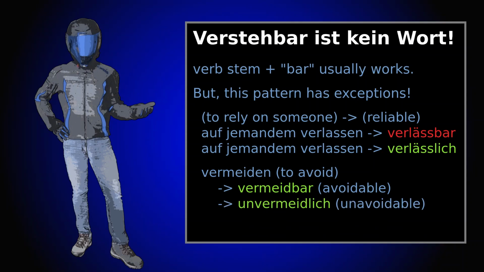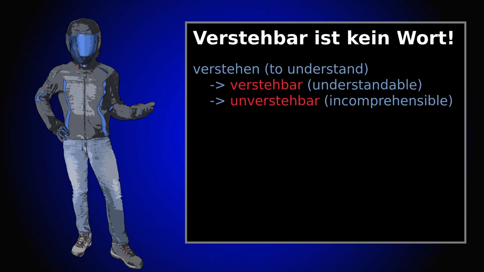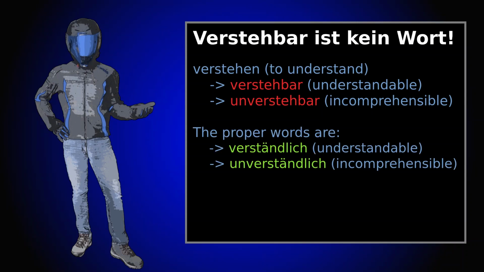The good news is that German is more consistent here than English, but the bad news is that choosing which suffix to use with which words can sometimes turn into a guessing game, and it's easy to make a mistake. The translation team here did a perfect job of choosing a nonsense word in German to match the nonsense word in English. Verstehbar should mean understandable, but it's not an actual word in German. The proper word here is verständlich, and the negation would of course be unverständlich.